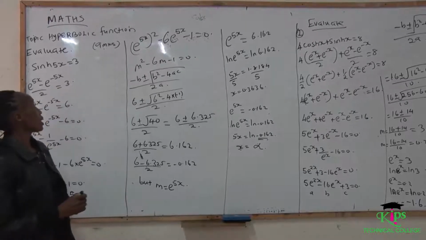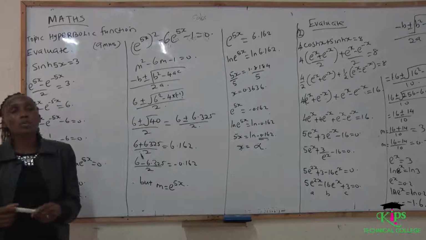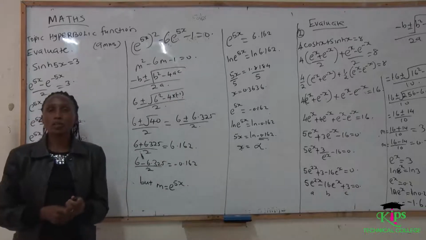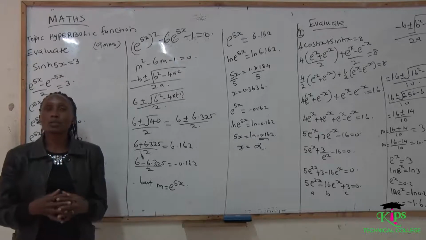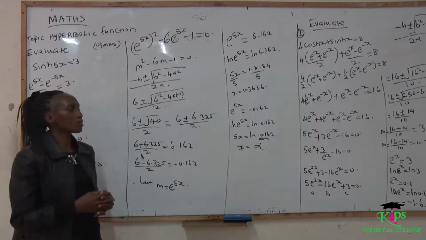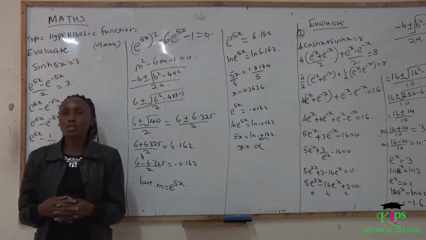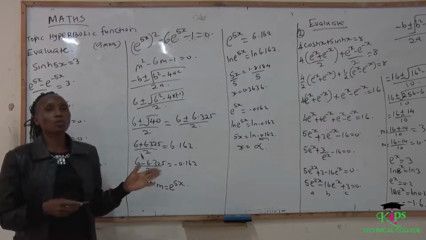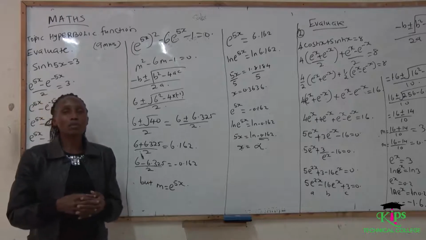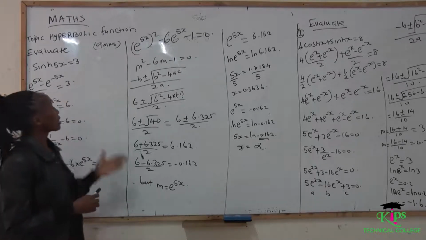Today we are going to do some examples on hyperbolic functions. In the previous lesson, we were discussing double angles and compound angles, and we were able to summarize and calculate some examples using double angle and compound angle. Even in some, we were able to combine the two of them. And today we are going to do some examples.